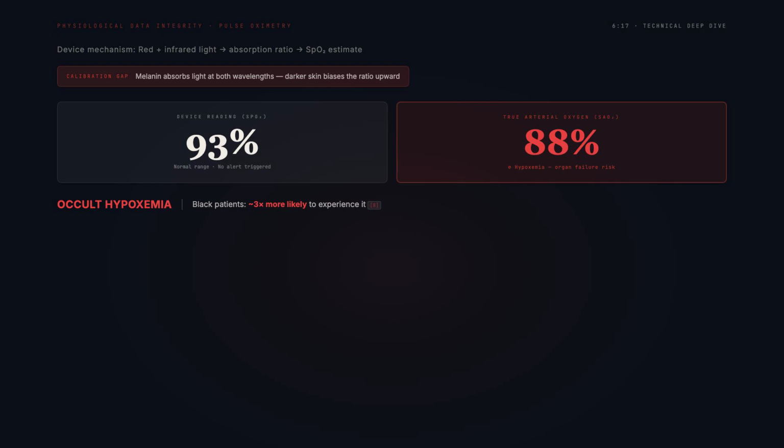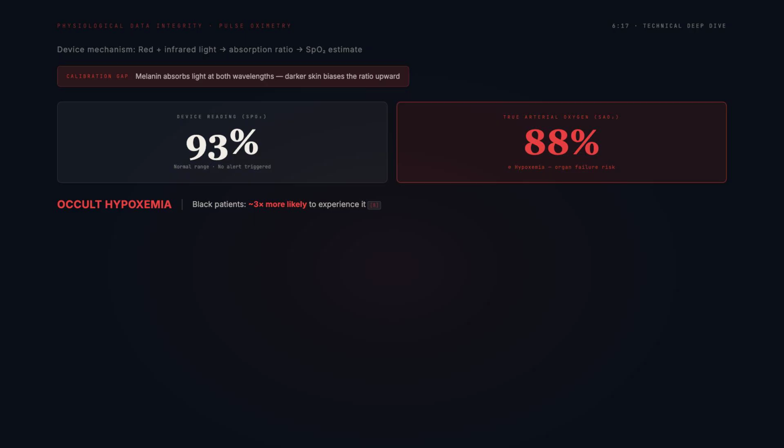A pulse oximeter shines red and infrared light through tissue and measures the absorption ratio of oxygenated and deoxygenated hemoglobin. When these devices were calibrated predominantly on lighter-skinned populations, melanin, which absorbs light across those same wavelengths, introduced a systematic measurement error. The device reports 93% oxygen saturation, while the patient's true arterial saturation has fallen to 88. Researchers call this occult hypoxemia.